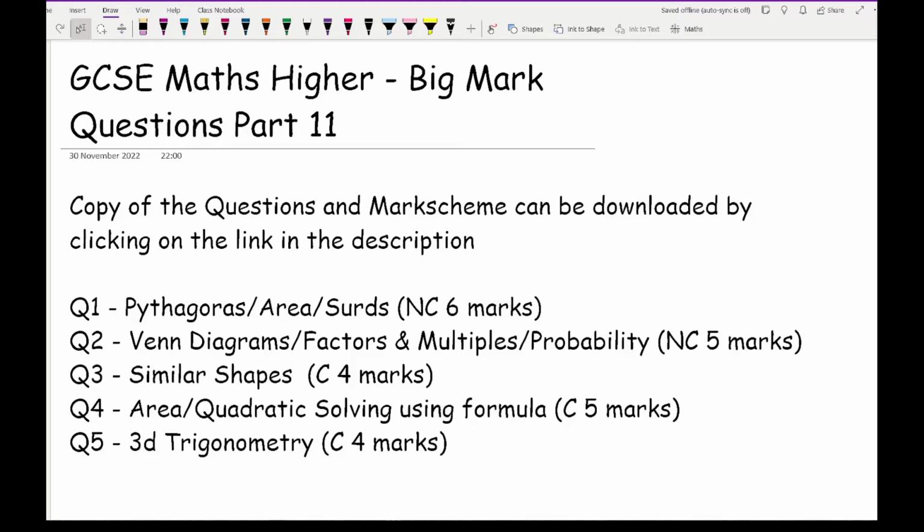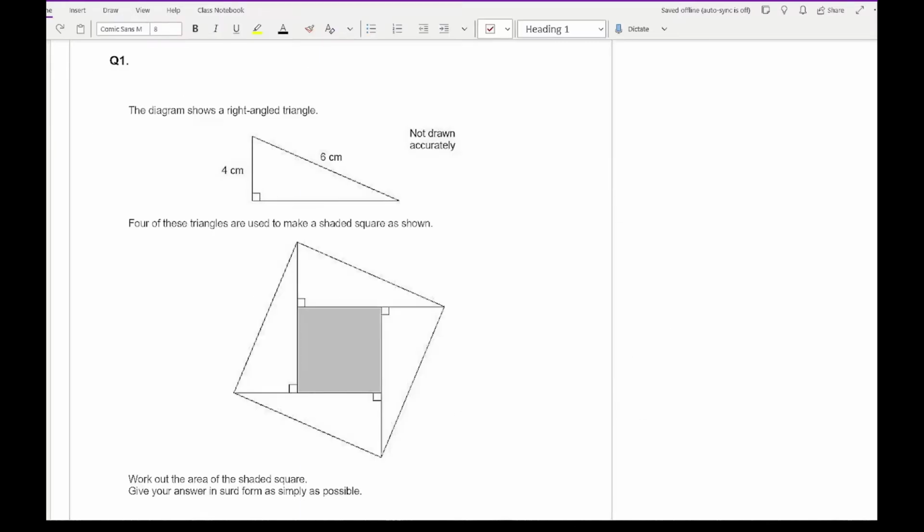Now, if you've not had a chance to print off or have an attempt at this question, I strongly recommend that you pause the video, have an attempt at this question before unpausing as we go through the answer.